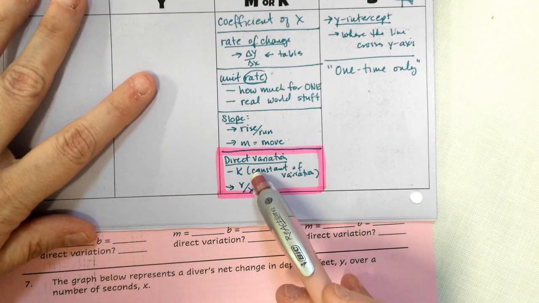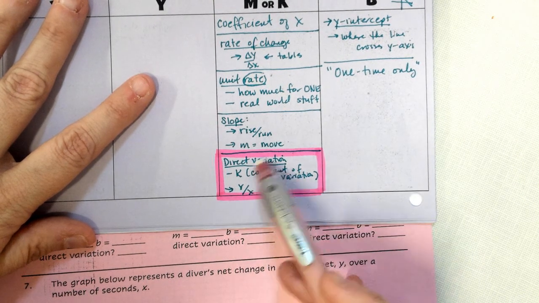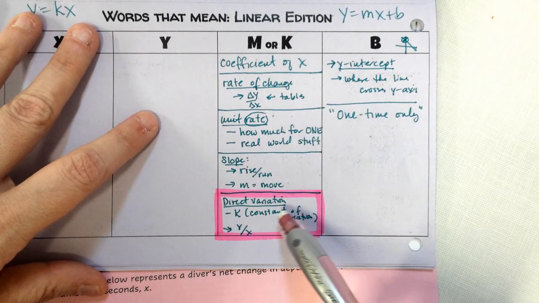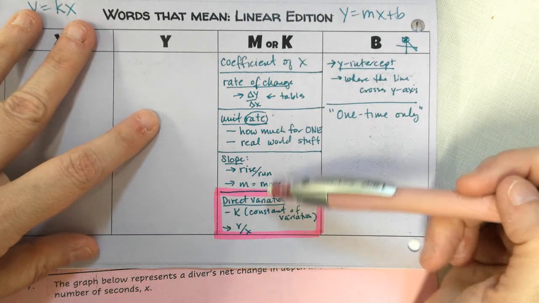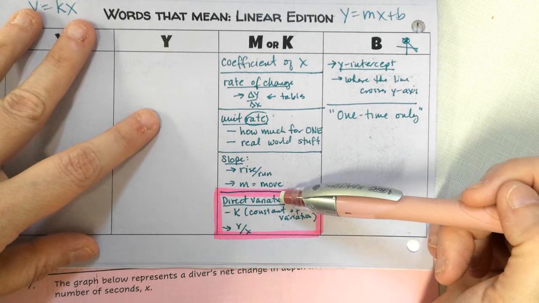K is only direct variation, and it's your constant of variation. You find it with y over x. We only do just y over x for direct variation, because it's a special linear function, and all the rest of them we do delta y over delta x. And in fact, you can do delta y over delta x for this one, which is rate of change. Okay, you can do that for direct variation as well.